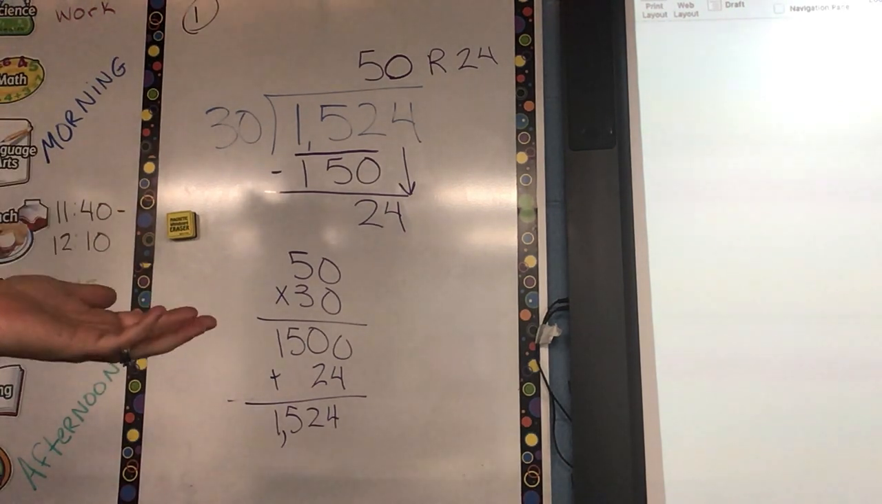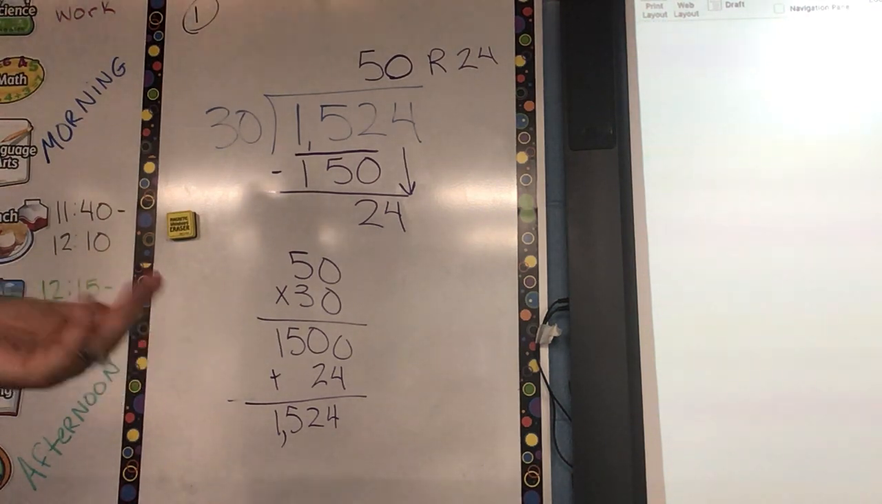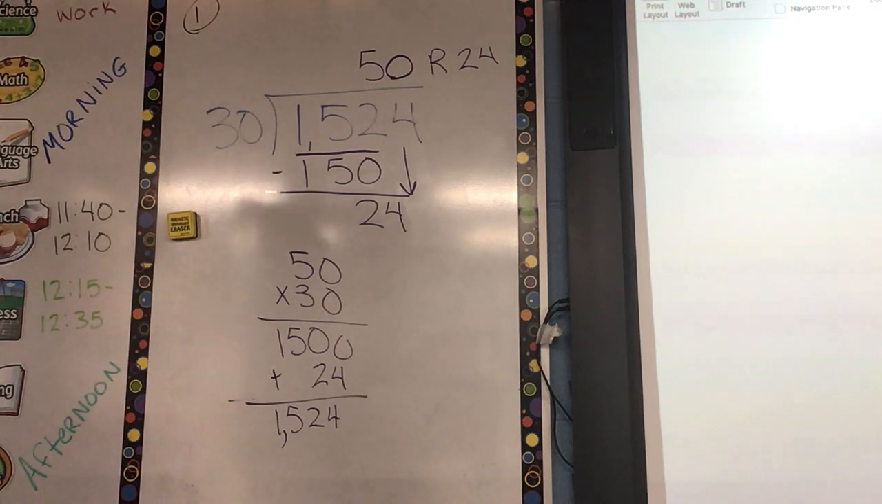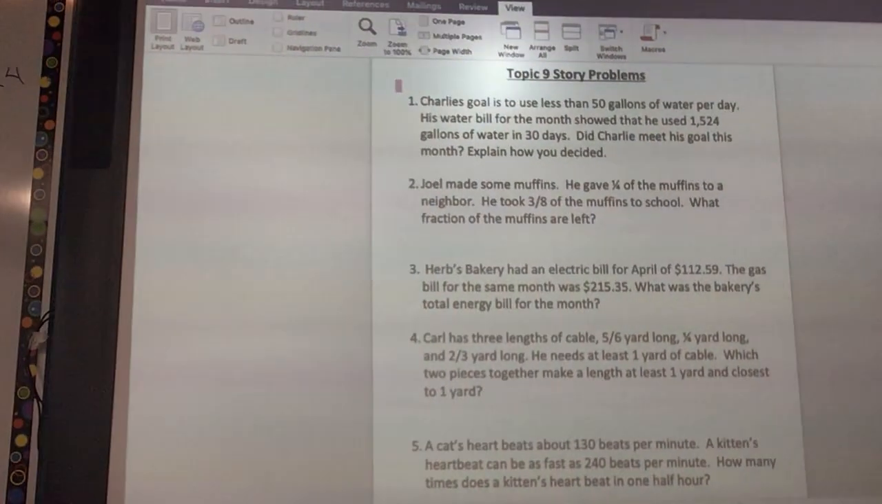Because at first we thought we got it correct, and we would have put that as our answer. But was that correct? No. We double checked our work. We used multiplication, and we saw, oh man, that's not correct. That is not the right number. So we knew we had to go back and fix it. Good job. All right. Number 2.